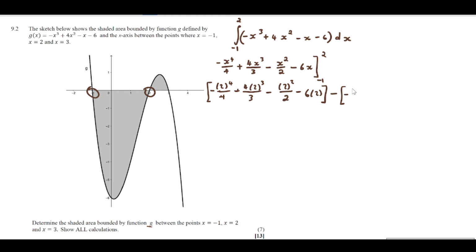Now we're going to have negative 1 to the exponent of 4, divide everything by 4, minus 4 divided by 3 into negative 1 all to the exponent of 3, minus open bracket negative 1 divided by 2 to the exponent of 2, minus 6 into negative 1. Yes, very important. And then you put the whole thing inside your calculator, and then you will find that the area is, if you can just give me yes.